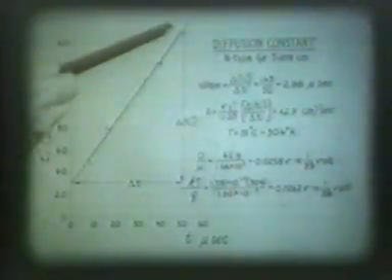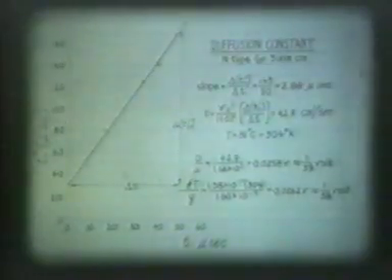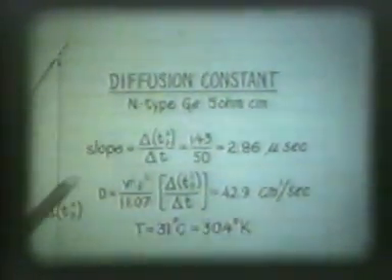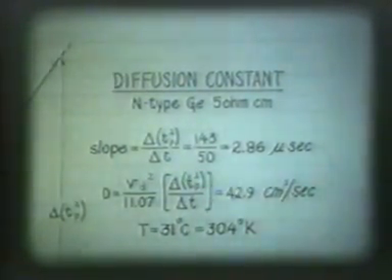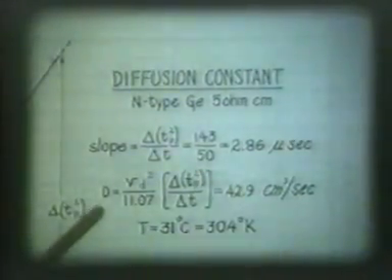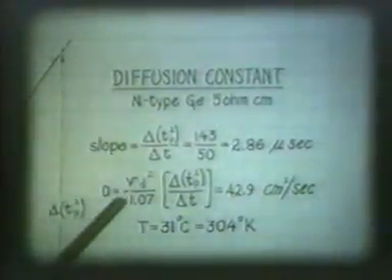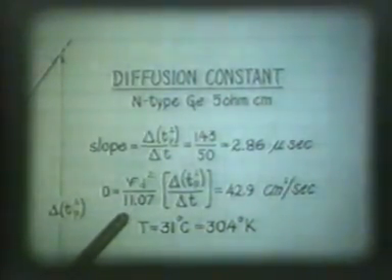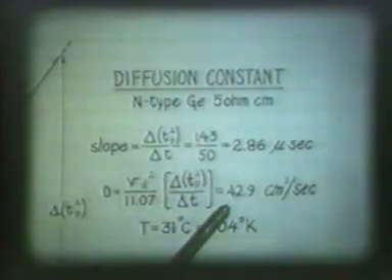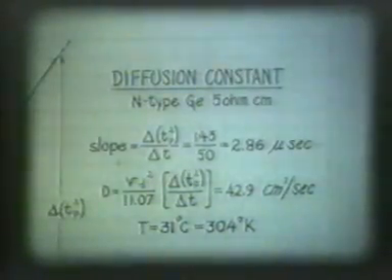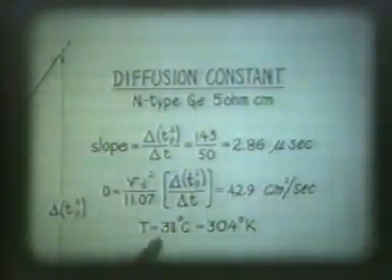On this chart, we have plotted the values of t sub p squared as a function of the transit time t. As you see, the data points fall close to a straight line, in keeping with Bell's equation. The slope of the straight line is 2.86 microseconds. Solving Bell's equation for the diffusion constant D, we get D is equal to the drift velocity, v sub d squared, divided by 1107, multiplied by the slope of the line. The result is a diffusion constant of 42.9 centimeters squared per second for minority carrier holes in our bar at 31 degrees centigrade.